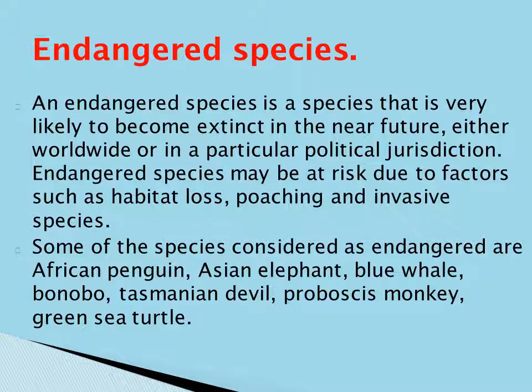What are endangered species? A new topic is here, endangered species. An endangered species is a species that is very likely to become extinct in the near future, either worldwide or in a particular political jurisdiction. It means the species which is becoming extinct, lost. Many of them are lost. We don't have them now, isn't it? Like the dinosaurs, for example. Now we don't see them. They were there. We have proofs from science, from the bones found in the forest, and scientists tell it, but still we cannot see them, isn't it? They are becoming extinct like that. Few animals are becoming old, and a large number of species are not there.